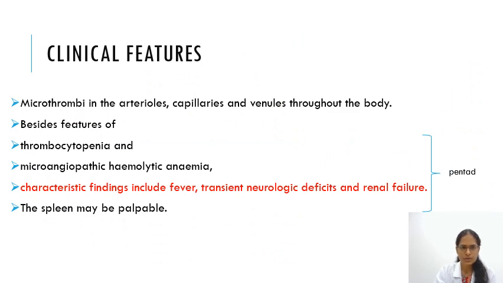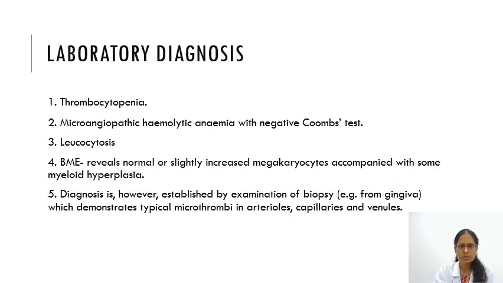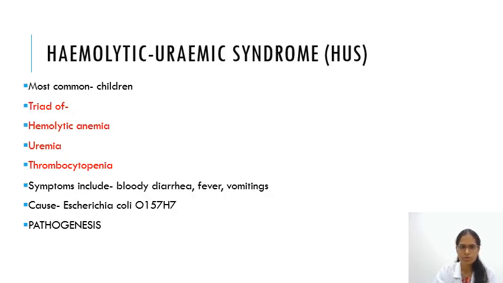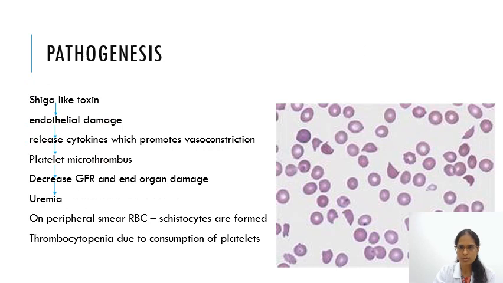So clinical features: it has a pentad of fever, transient neurological deficit, renal failure, microangiopathic hemolytic anemia, and thrombocytopenia. The spleen may be palpable. Lab diagnosis: on peripheral smear, they will show schistocytes, which are broken RBCs. These are called schistocytes, which are a characteristic feature for TTP.